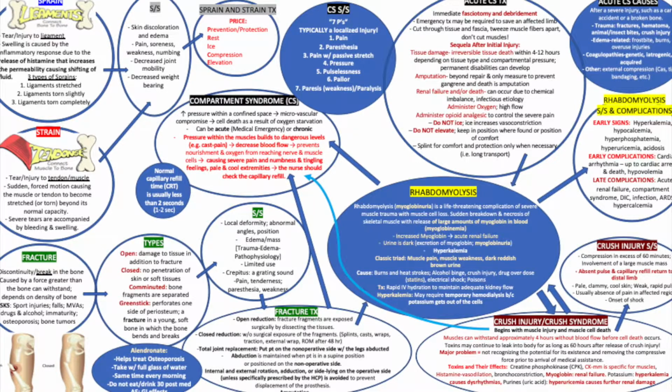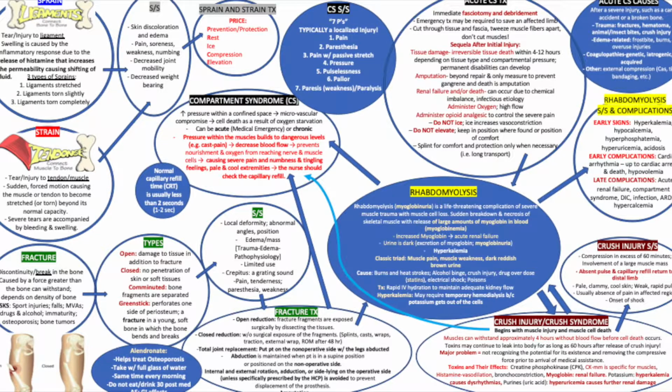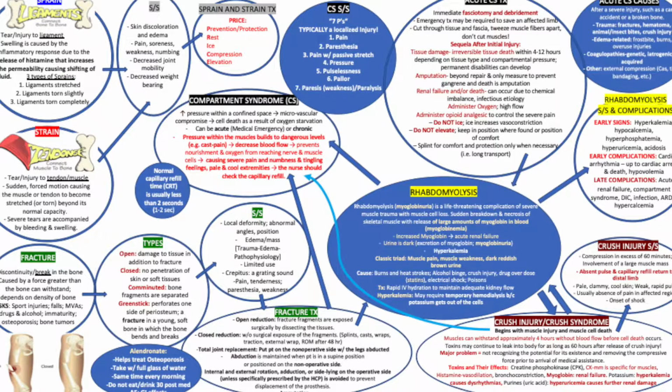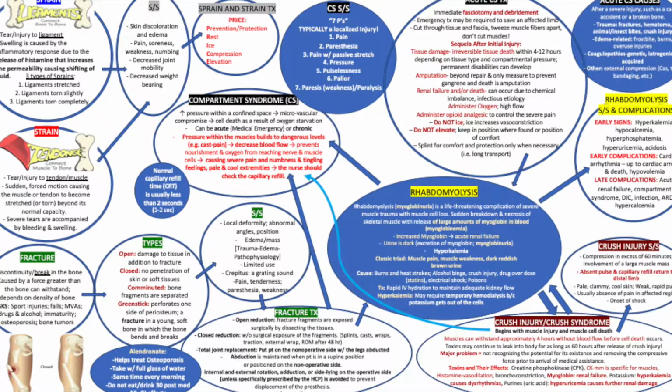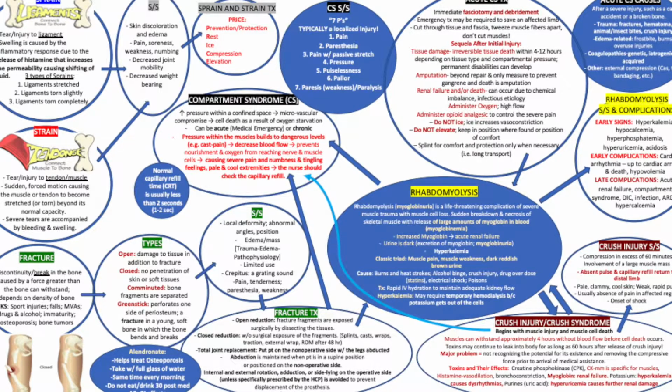Typically, hip replacements require positioning on the non-operative side with the legs abducted. And abduction is maintained when the patient is in a supine position or positioned on the non-operative side. Internal and external rotation, adduction, or lying on the operative side is avoided just to prevent displacement of the prosthesis. And lastly, amputation may have to be an option if the injury is unfixable or incapable of being managed and is causing havoc and infection.